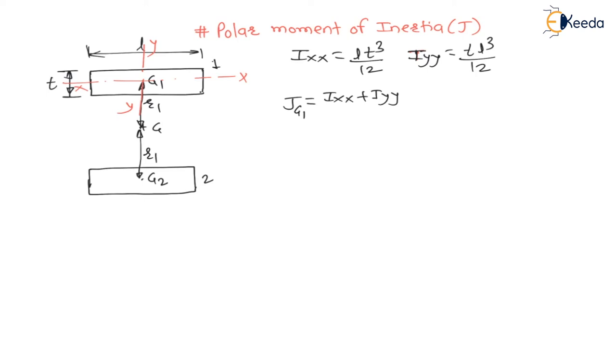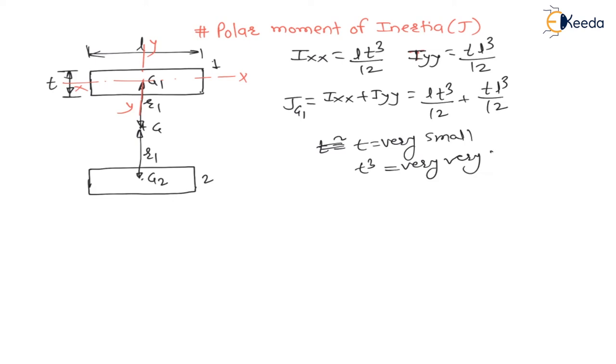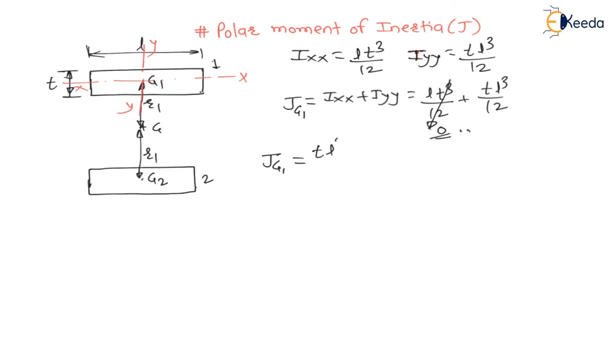This polar moment of inertia is L T cube divided by 12 plus T L cube divided by 12. And my dear students, this thickness is very, very small, so its cube will be very, very small, which can be ignored. Therefore, the term L T cube divided by 12 becomes very small and can be ignored. Therefore, J about G1 is equal to T L cube divided by 12.